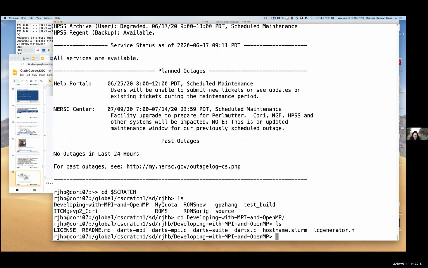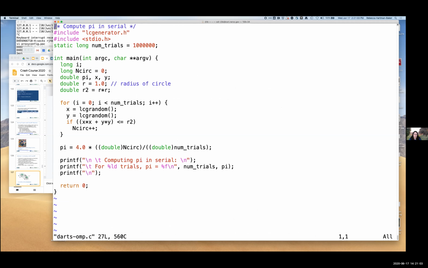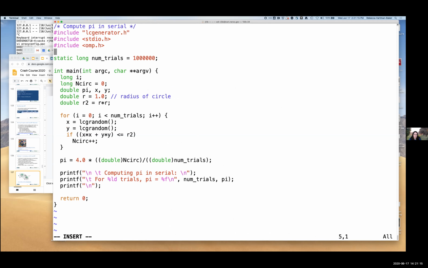What do I got? Okay, I've got darts. I'm going to copy darts.c to darts_omp.c. The first thing I'm going to do is include omp.h, so I won't forget to do that, because I always forget.